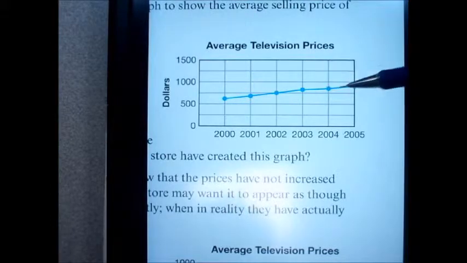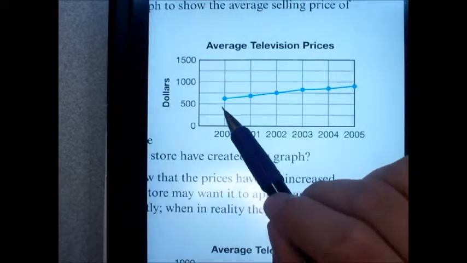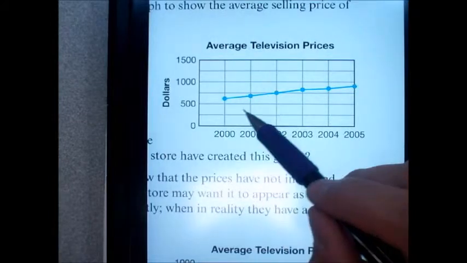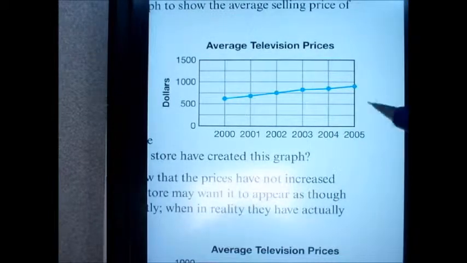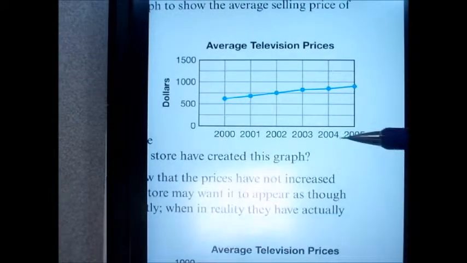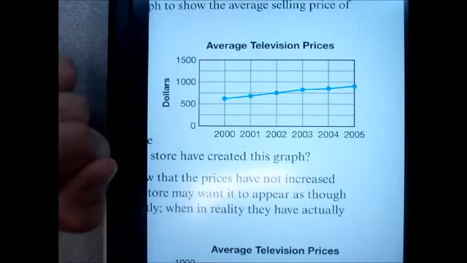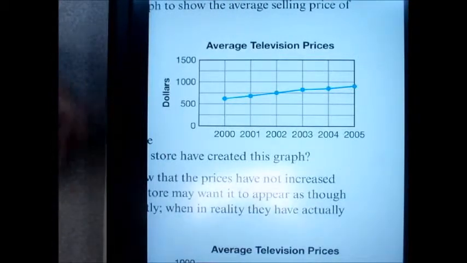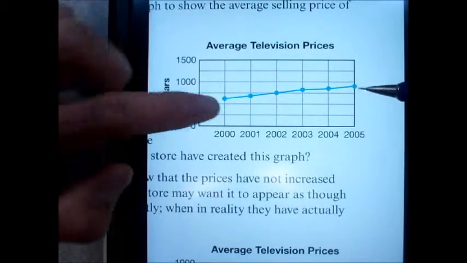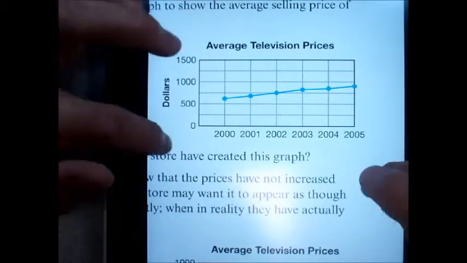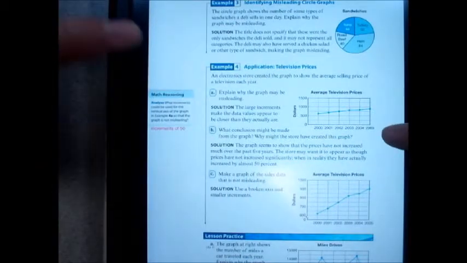Right, they want to make it seem like it doesn't cost very much. So if they blow up their increments, it looks like it didn't raise that much. But in reality, the prices of TVs over the last 5 years have increased over $200. Okay? Which might be a big difference to a consumer. So basically, they're trying to trick the consumer into thinking, wow, the price really hasn't risen that much. Look at this graph. Okay? Any questions on that one?